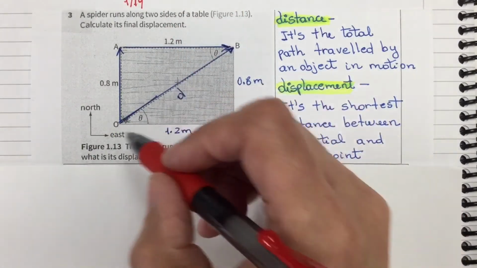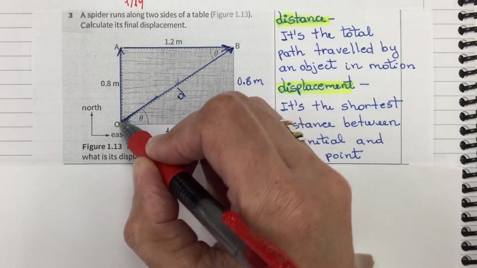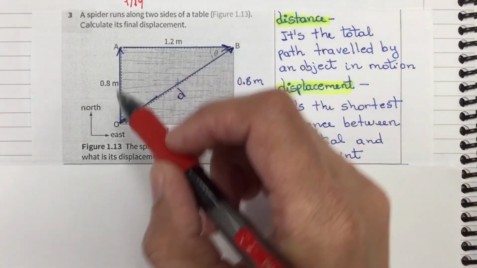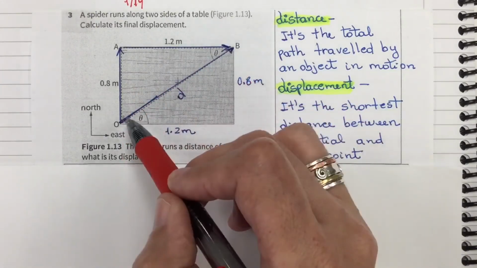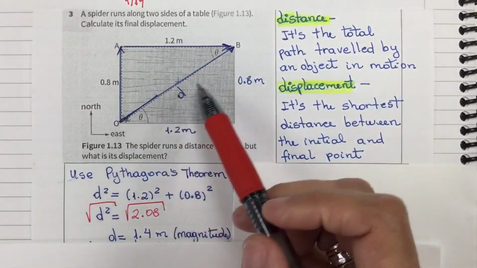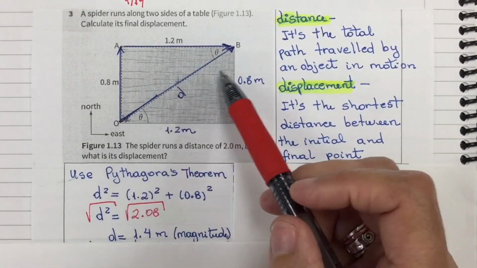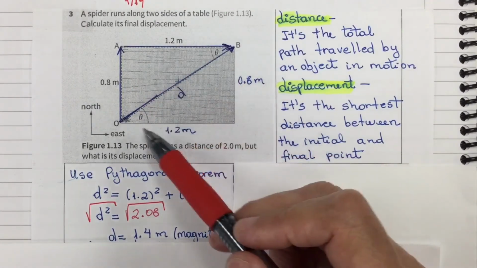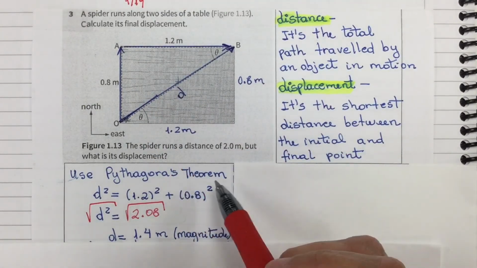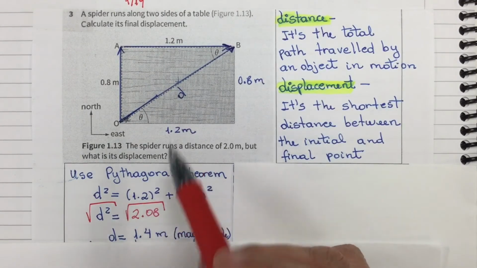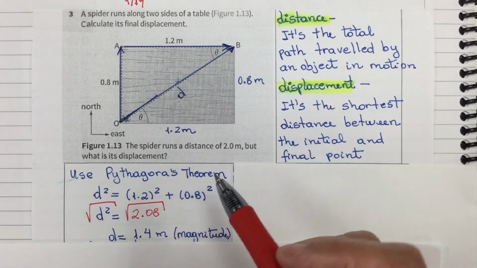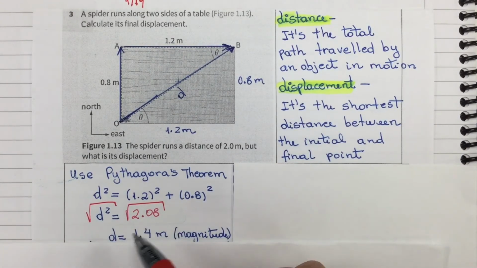So displacement runs like this. This is the initial point. This is the final point. So now what we have here is a right triangle. Because the displacement happens to be the hypotenuse of this right triangle, we can use the Pythagorean theorem to calculate this distance. So this distance is 1.2 squared plus 0.8 squared. Taking the square root of both sides, this displacement is 1.4 meters, which is the magnitude.